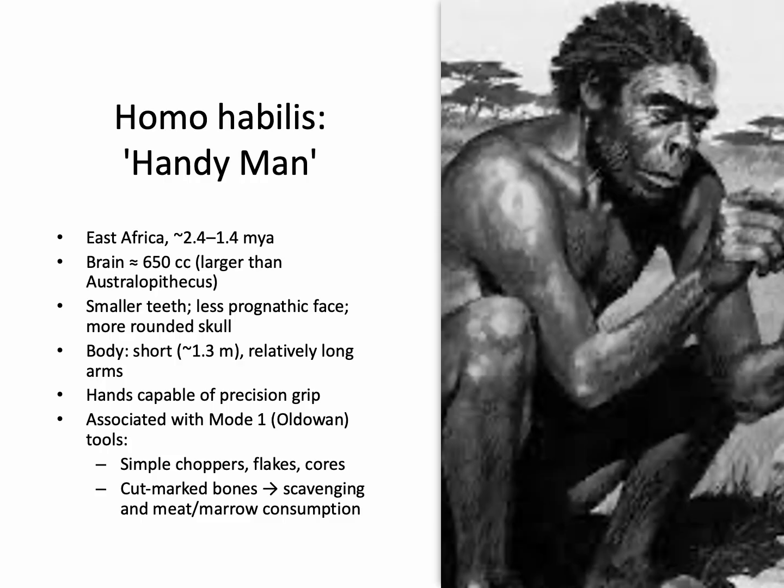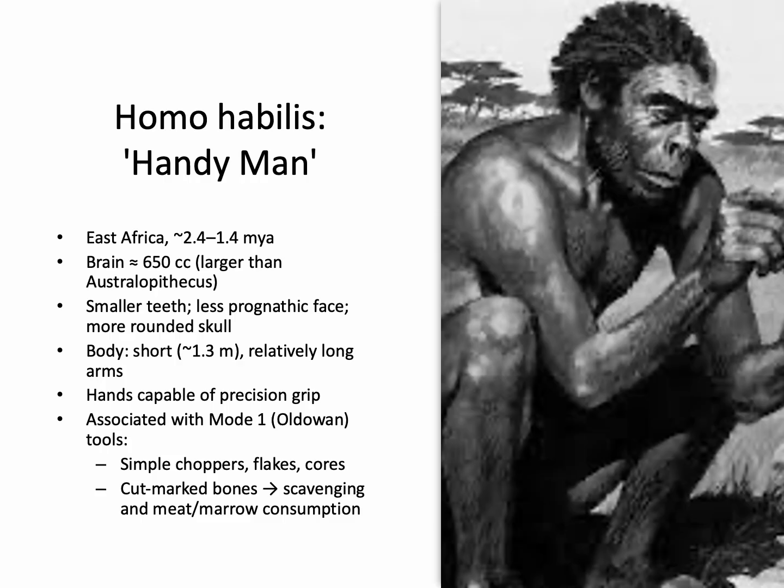These tools, they're used for cutting meat, scraping hides, chopping plant material, and breaking bones to access bone marrow. When we look at animal bones that are found alongside Oldowan tools, we often see cut marks and percussion marks, which tells us that early Homo was using these tools to process carcasses.